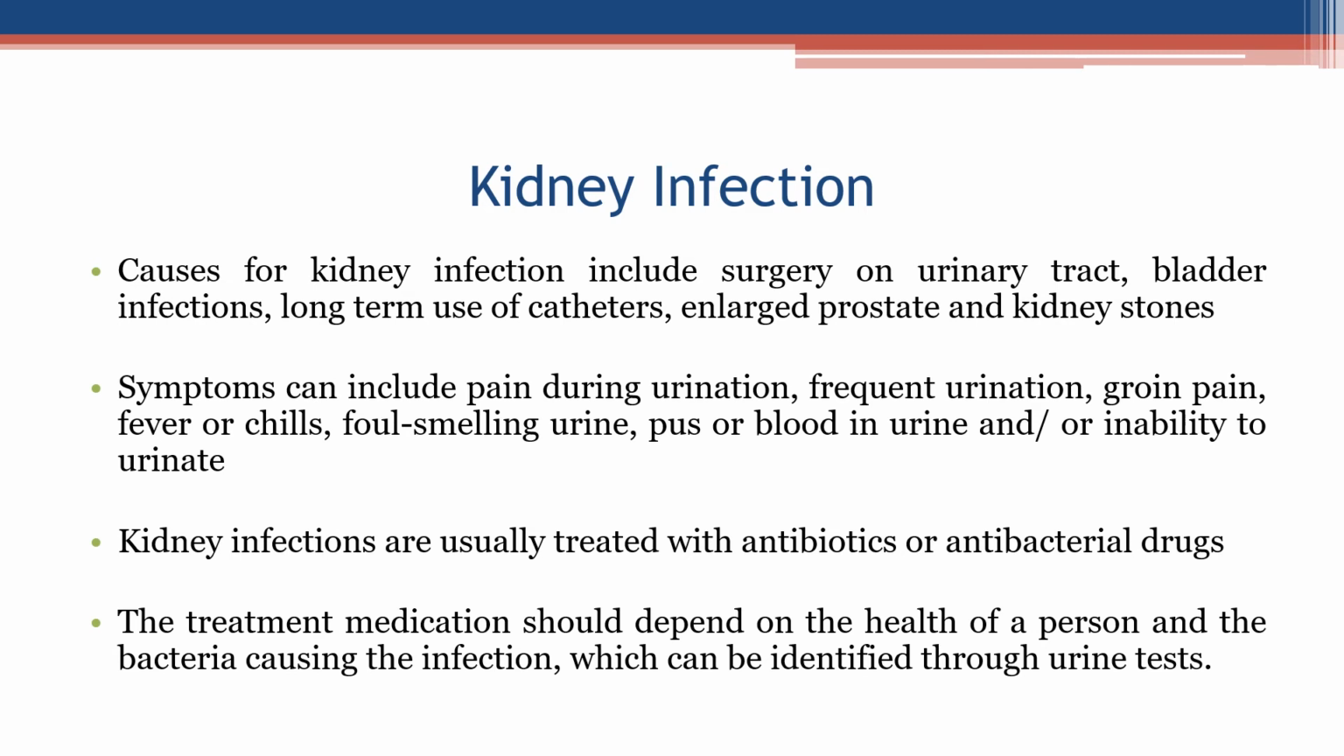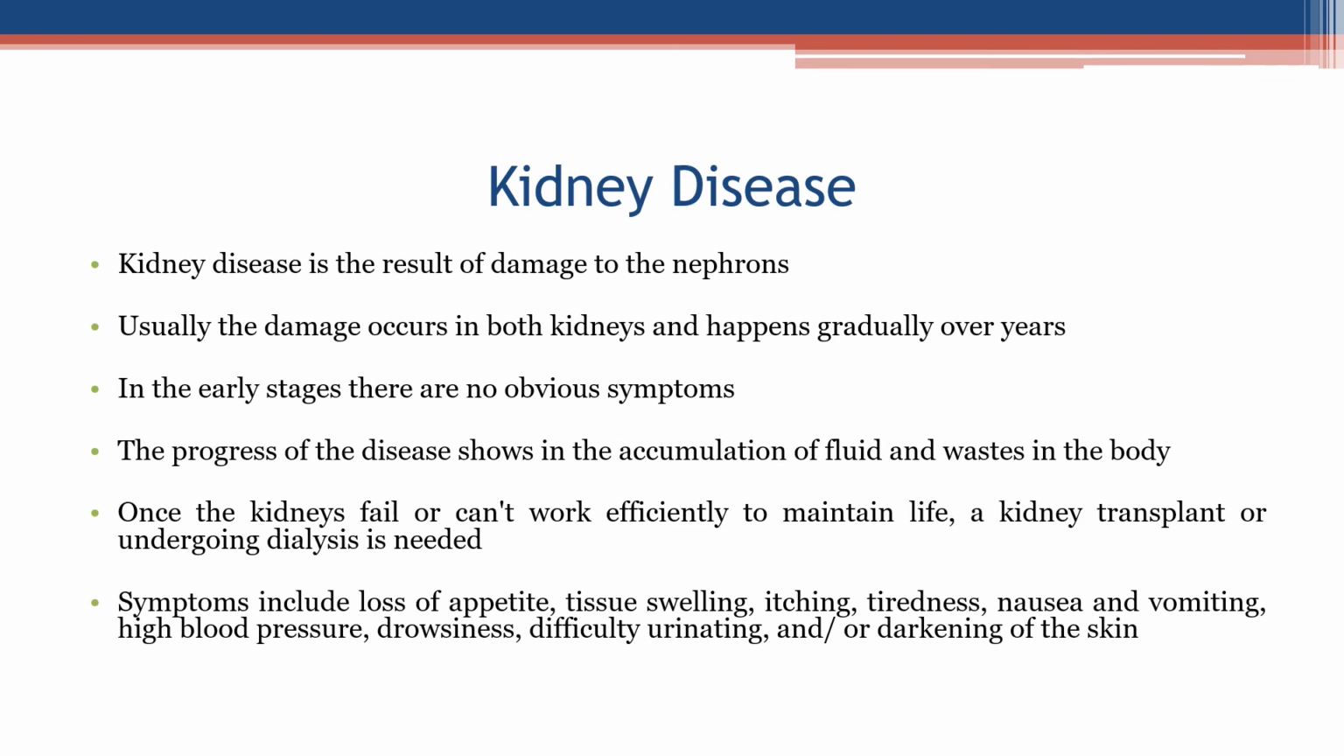Causes for kidney infection include surgery on the urinary tract, bladder infections, long-term use of catheters, enlarged prostate and kidney stones. Symptoms can include pain during urination, frequent urination, groin pain, fever or chills, foul-smelling urine, pus or blood in urine, and/or inability to urinate. Kidney infections are usually treated with antibiotics or antibacterial drugs. The treatment medication should depend on the health of a person and the bacteria causing the infection, which can be identified through urine tests.